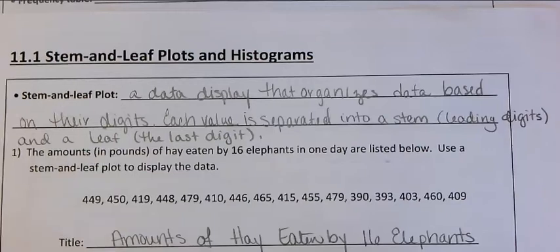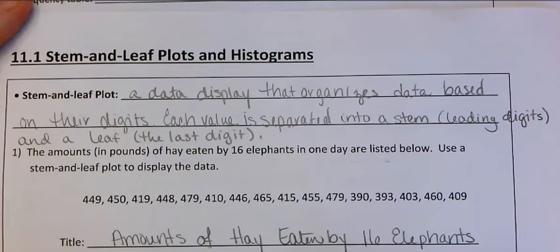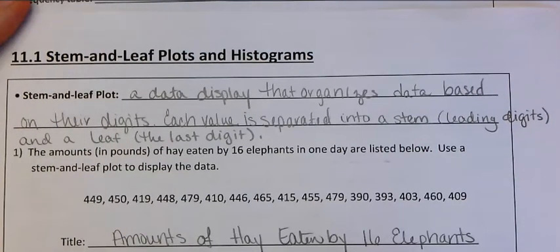3.1 Stem and leaf plots and histograms. To start, a stem and leaf plot is a data display that organizes data based on their digits. Each value is separated into a stem, which is the leading digits, and a leaf, which is the last digit. You only have one number in the leaf category.